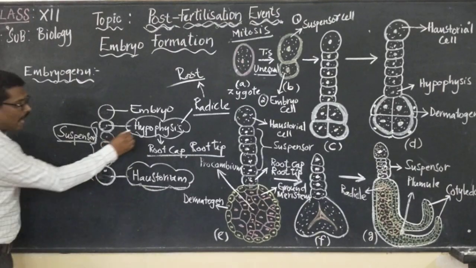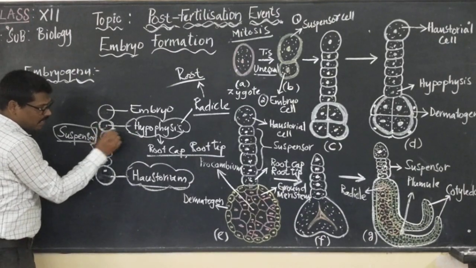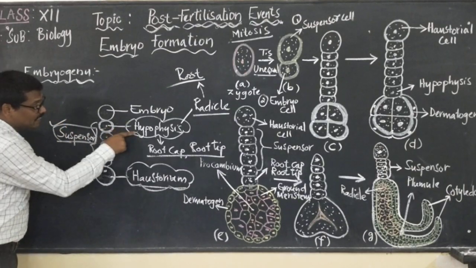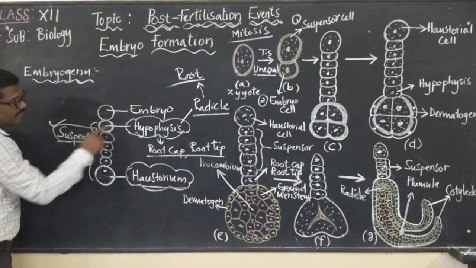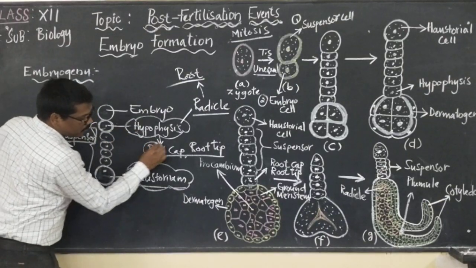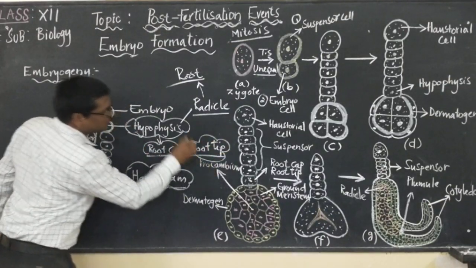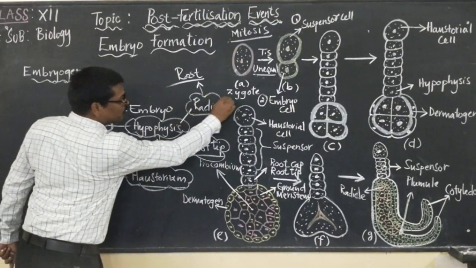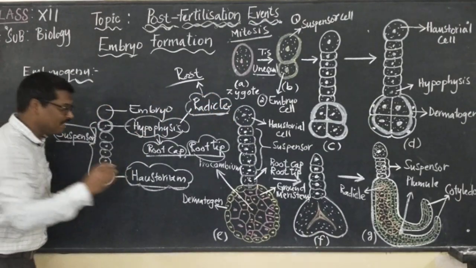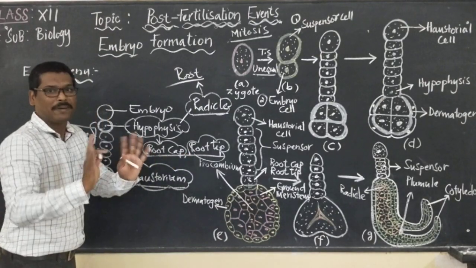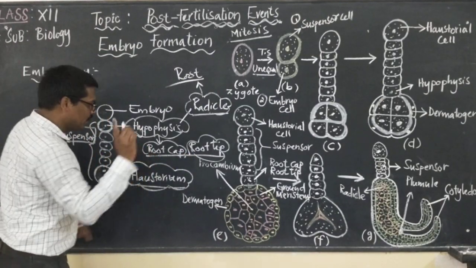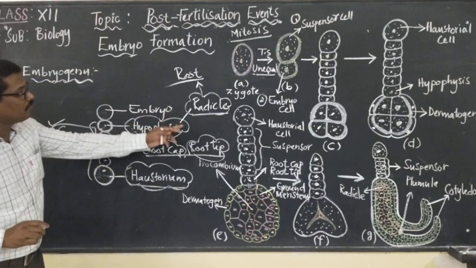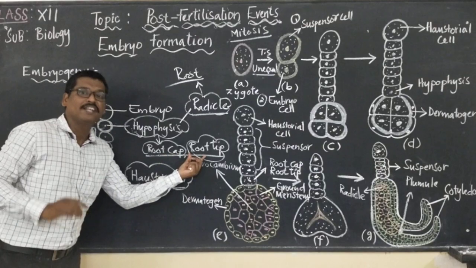So the hypophysis is one cell of the suspensor, adjacent to the embryo, and it is important for the formation of the root cap and also the root tip. See, I said here root cap and root tip, but not the complete root. That we have to remember. So it plays an important role in the formation of the radicle, especially the root cap and the root tip.